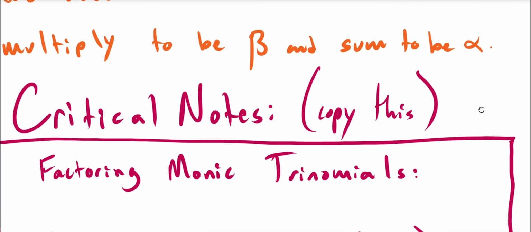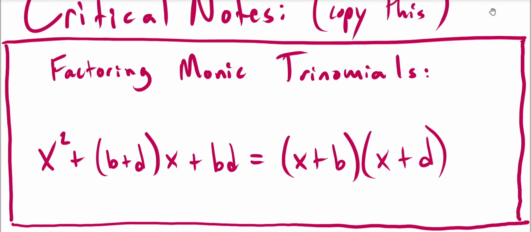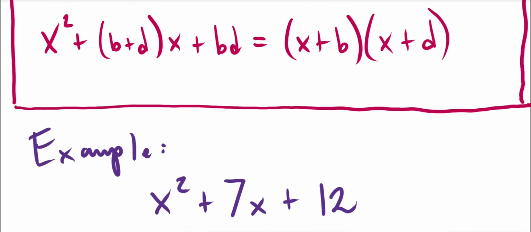And that brings us to our first critical notes. Copy this down, show it to me later. If I am going to factor something that looks like x squared plus (b plus d) x, plus b times d, I can do that by using FOILing in reverse. We get the following, (x plus b) times (x plus d). This is going to be the pattern that holds for factoring all monic trinomials that we're going to be looking at. So let's do a numerical example.